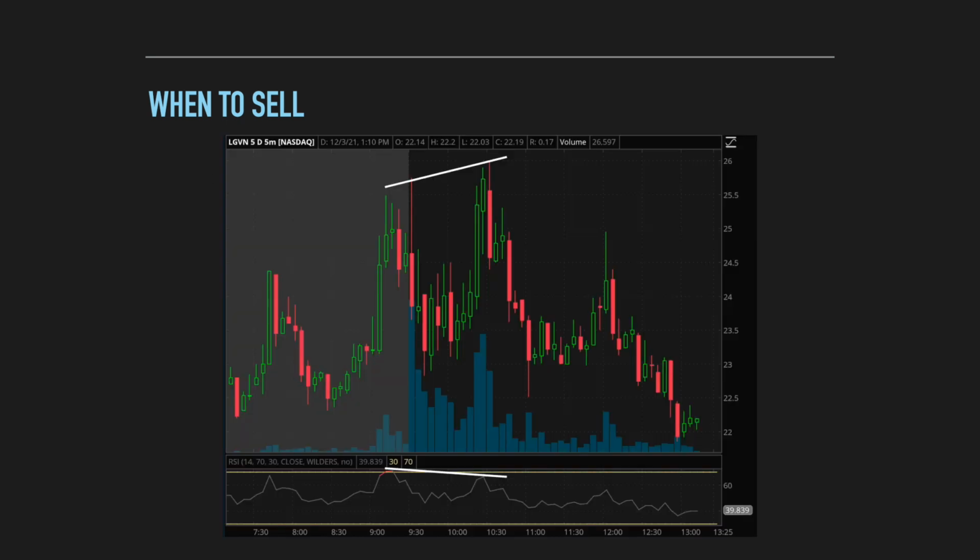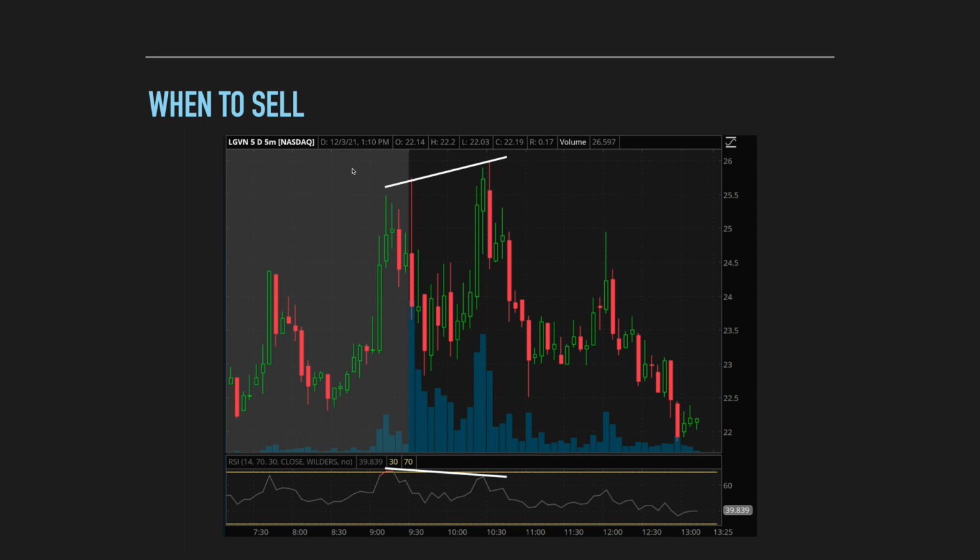So if we take a look at this chart here, we are looking at the 5-minute chart for the stock LGVN. Because this is the 5-minute chart, this would probably be an RSI divergence that you would use for a shorter term trade such as a day trade. However, you can also spot these on longer term time frames like the 4-hour chart or the daily chart if you're doing longer term trading or longer term investing.